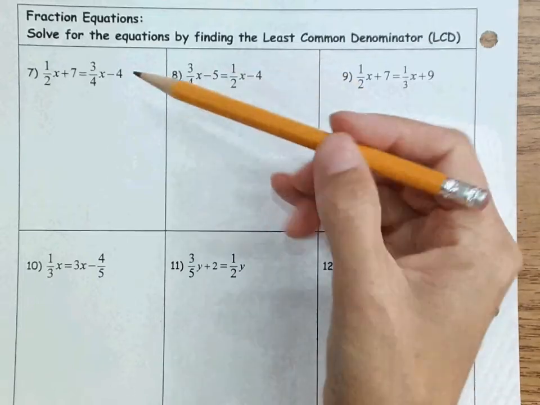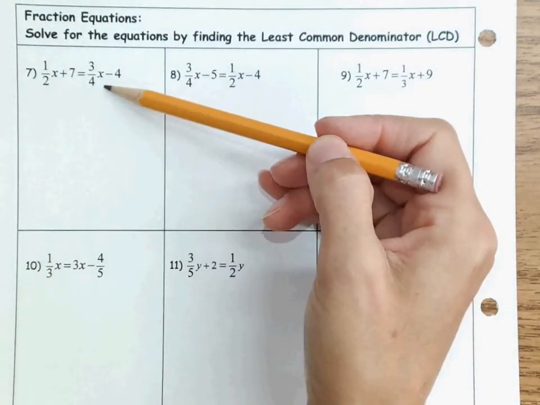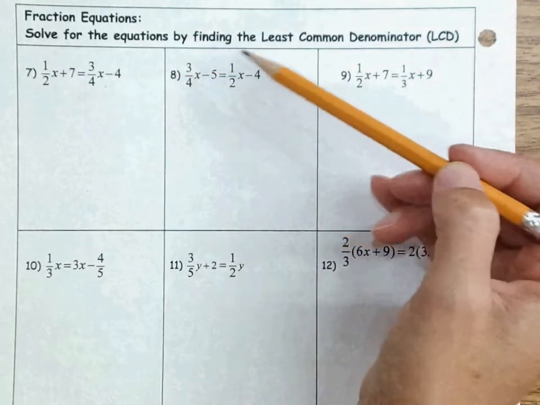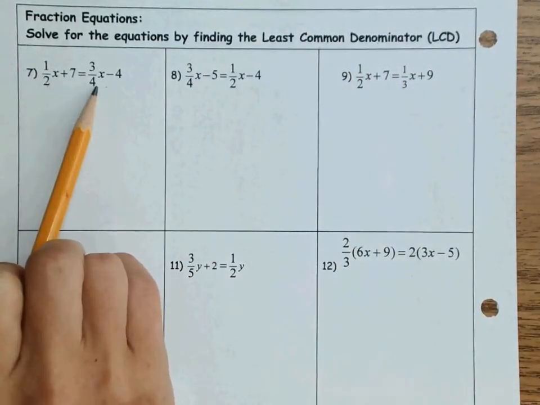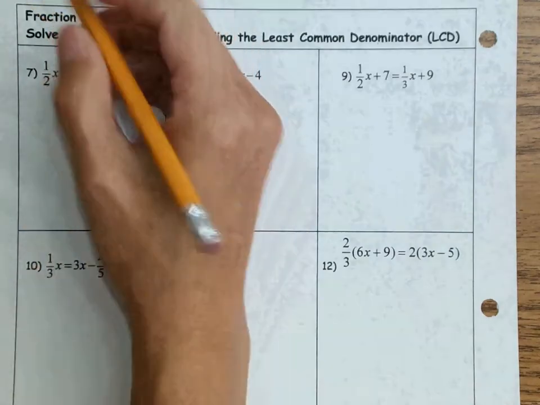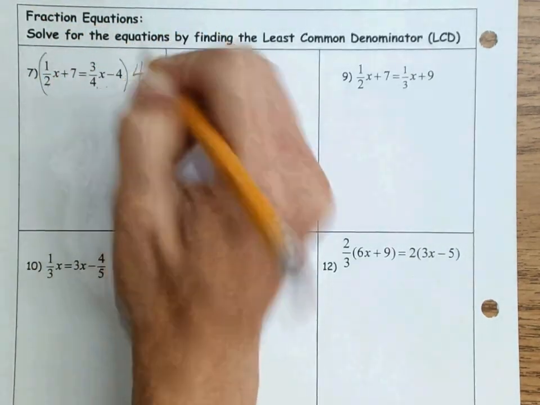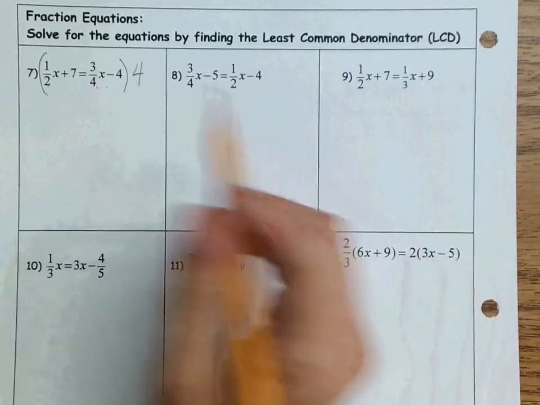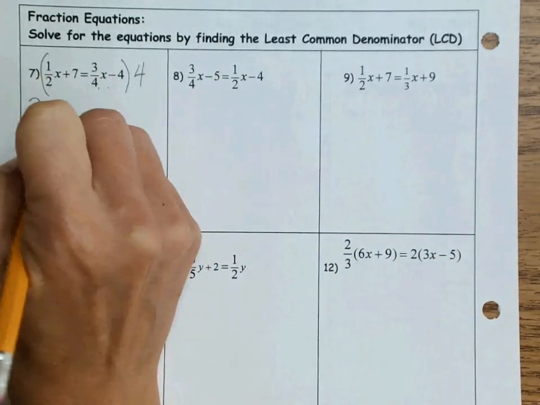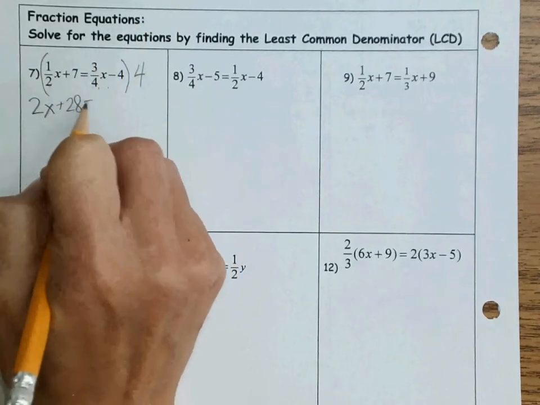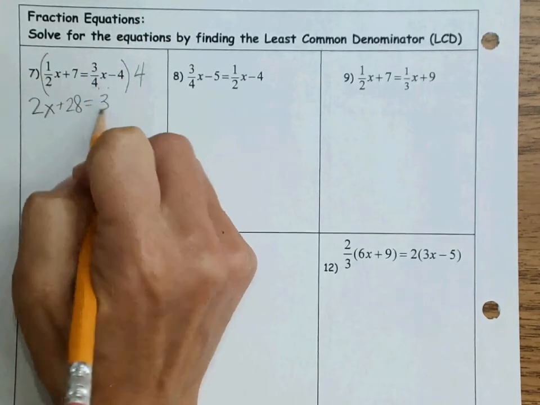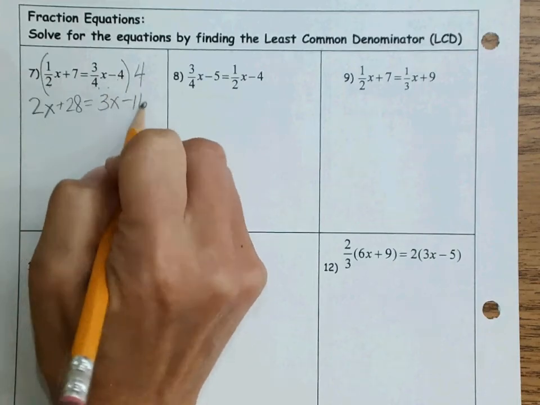So what we're going to do for these problems is eliminate fractions. So we're going to solve this without fractions. To eliminate the fractions, we find the least common denominator. I look at my denominators, 2 and 4. The least common denominator between the two is 4. Then I'm going to multiply every term in the equation by 4. 1/2 times 4 is 2x. Like I said, every term. So 7 times 4 is 28. 3/4 times 4 is 3x. -4 times 4 is -16.